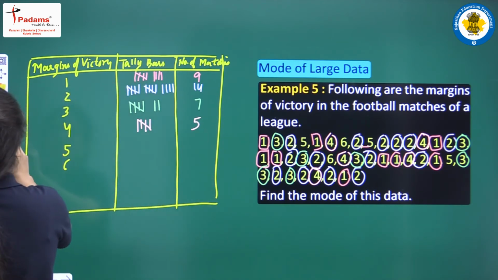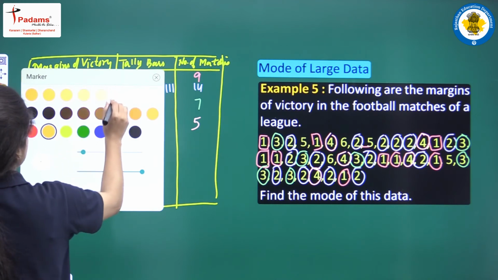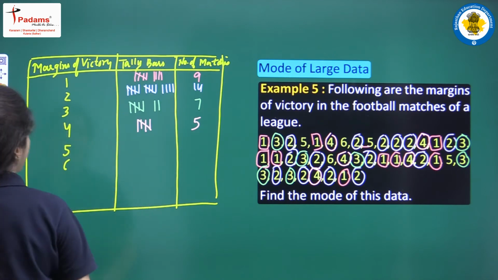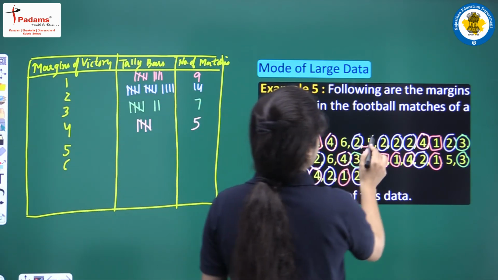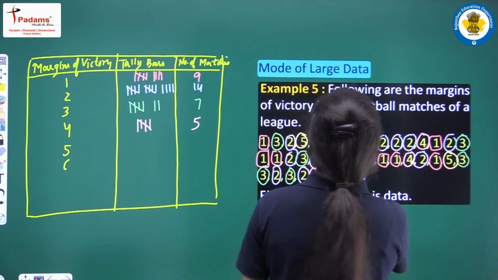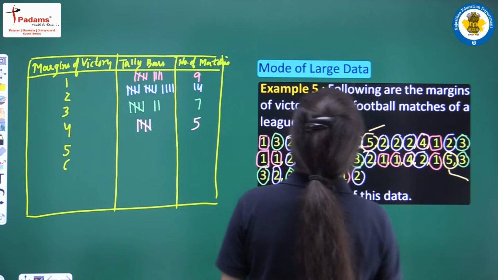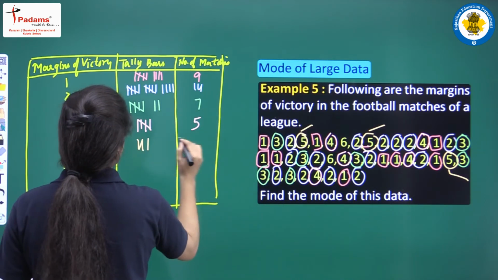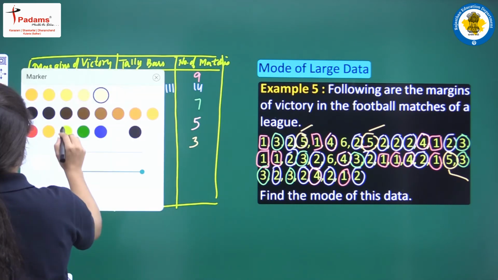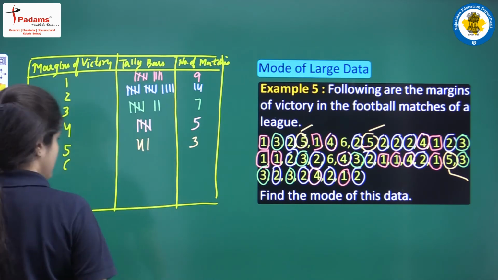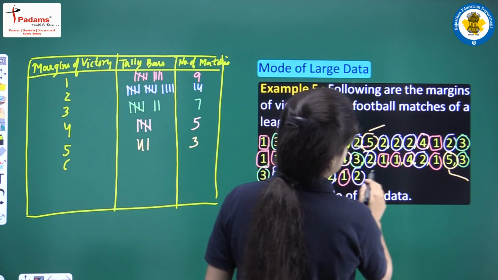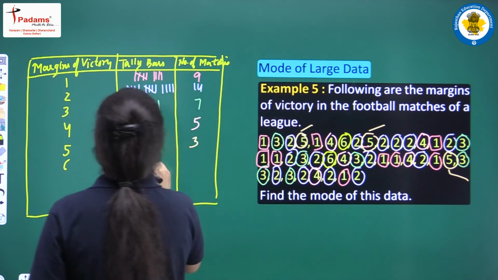Alright students. Now students will have a look at 5. 1, 2, 3, okay. So 5 is coming 3 times. Talking about 6 students, how many times is 6 coming? 1, 2, okay. So 6 is coming twice.